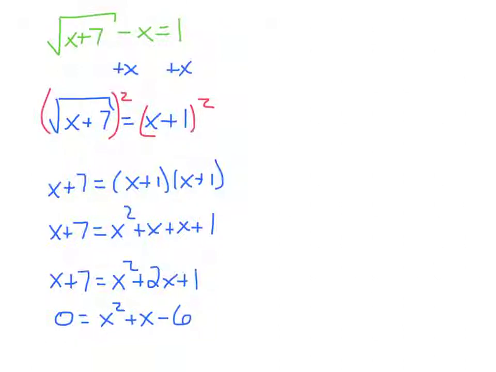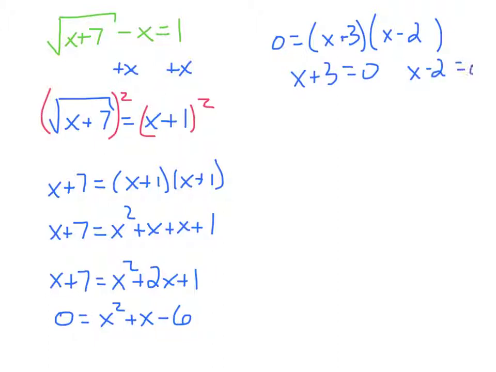Now, hopefully you can factor, and this one does factor, and that's an easy way to do it, or you can use the quadratic formula. But since this one factors, that's what we're going to do. So we're going to say 0 equals, and we're going to think of factors of 6 that can add together to give us positive 1. So that would be plus 3 and minus 2. We're going to finish this off by setting each factor equal to 0. And x equals negative 3 and x equals 2.